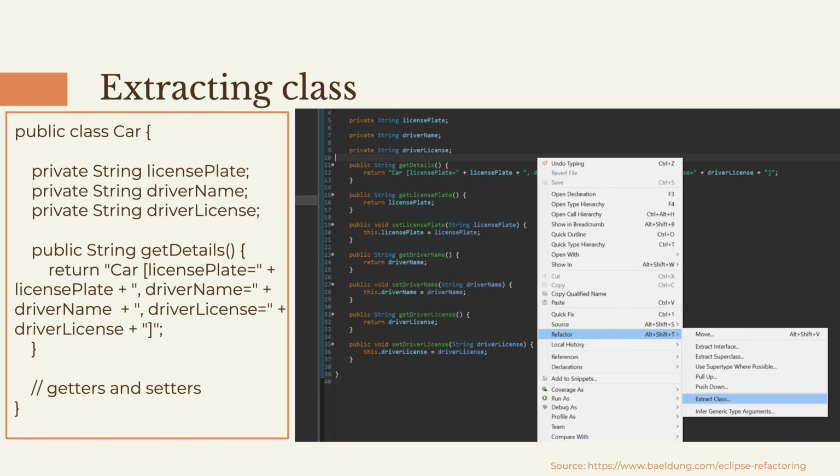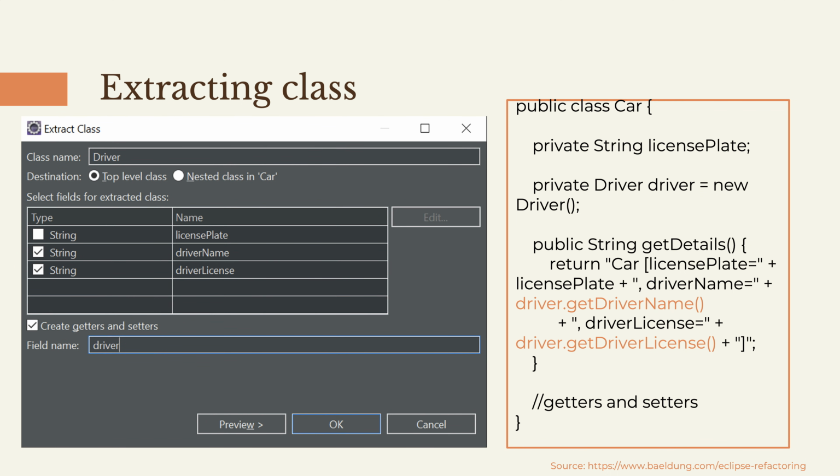On the left, in the car class, suppose we want to extract out the driver details to a different class. We can follow the same method by selecting an element and choosing Refactor and Extract Class. It will allow us to choose the fields we want to move. Once selected, the final code after refactoring looks like the figure on the right. Notice how methods getDriverName and getDriverLicense automatically included the new class name in front of them.